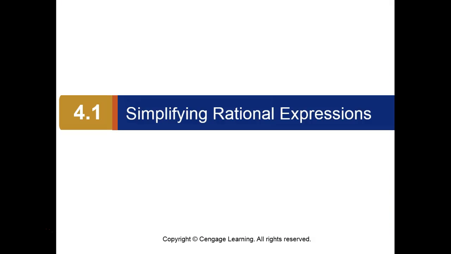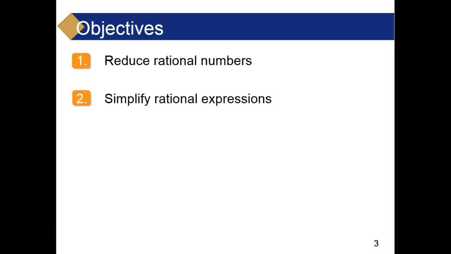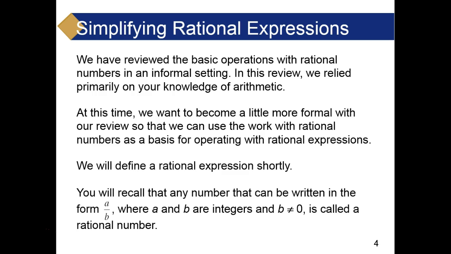Same type of thing. What we're going to do first is simplify rational expressions, which is basically what we did in Chapter 3 and some in 4, but we had a different reason for doing it then. This is Chapter 4, yes. Two objectives. First, we're going to reduce rational numbers, and secondly, we're going to simplify rational expressions. Start with numbers, go to expressions.